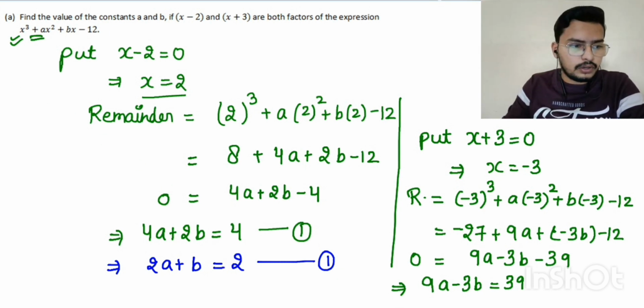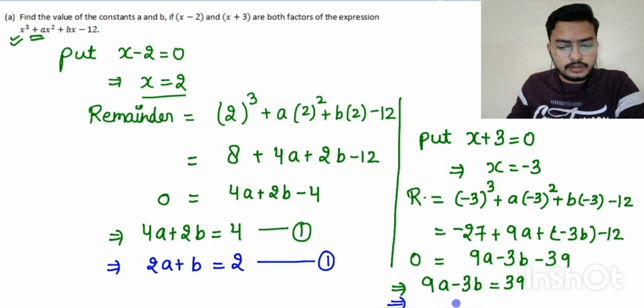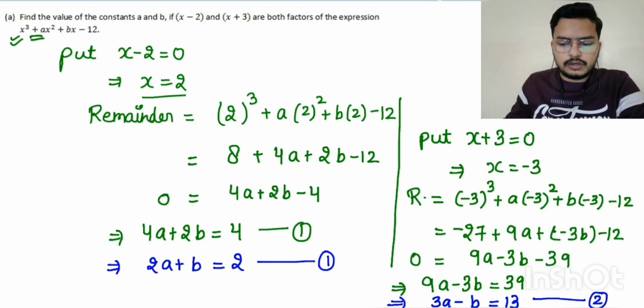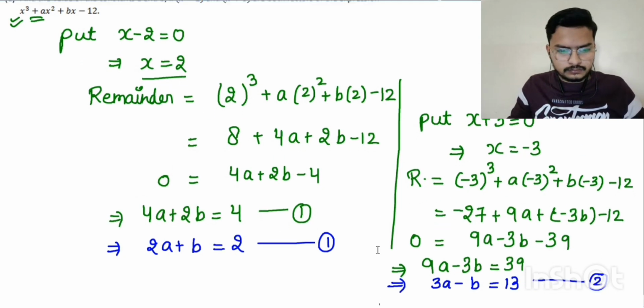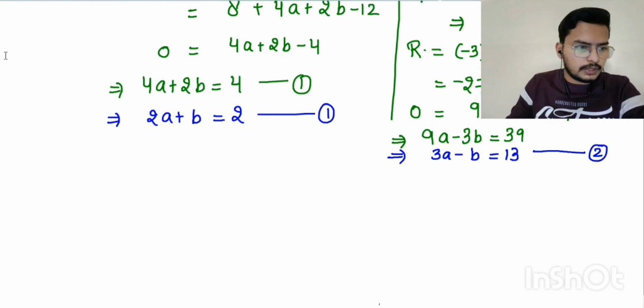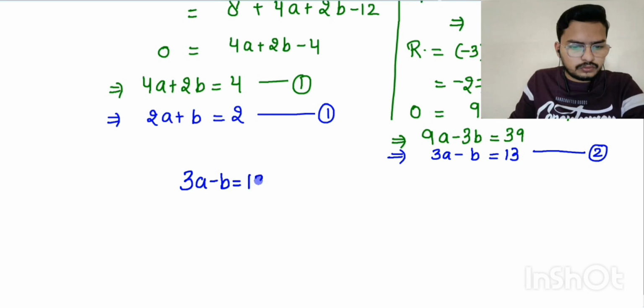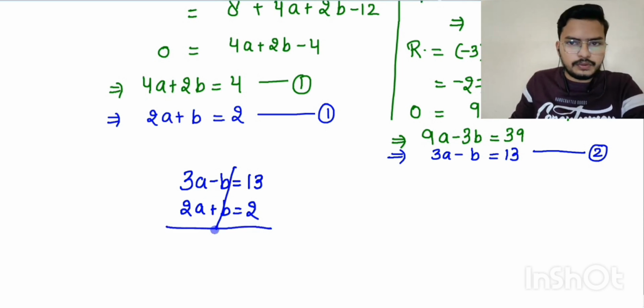But what you can do from here, you can just divide this whole equation by 3, right? When you divide this whole equation by 3, you will get 3a minus b is equal to 13. So this is your second equation, right? Now just solve these two equations by the elimination method, that means 3a minus b is equal to 13 and 2a plus b is equal to 2. So just add these, b cancels, this is 5a is equal to 15.